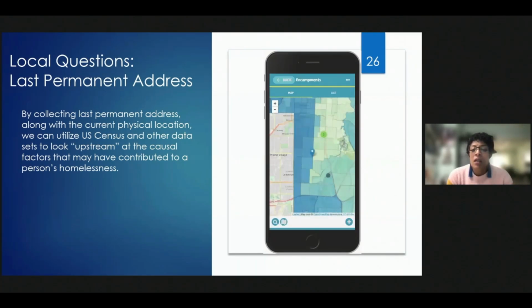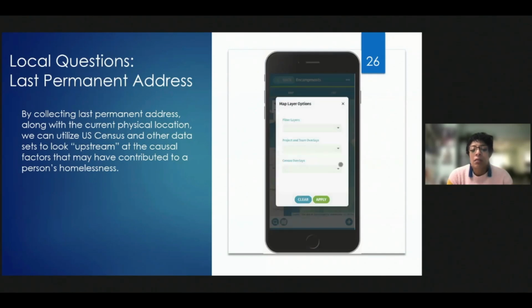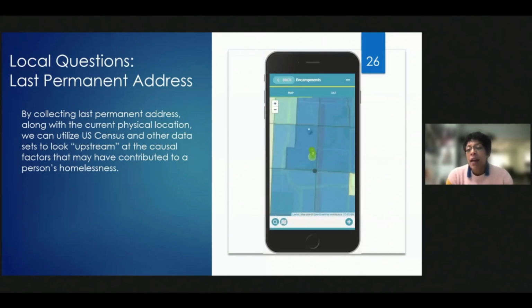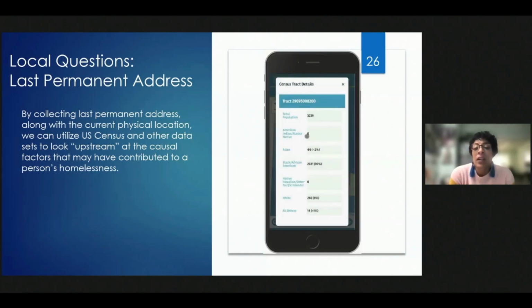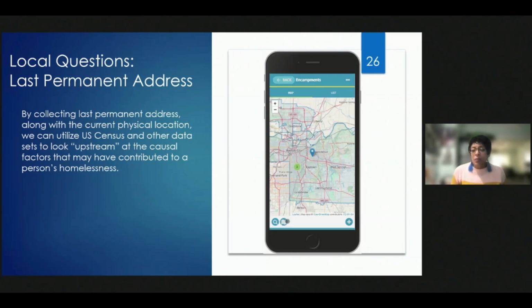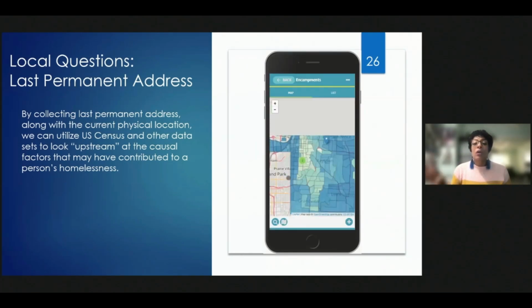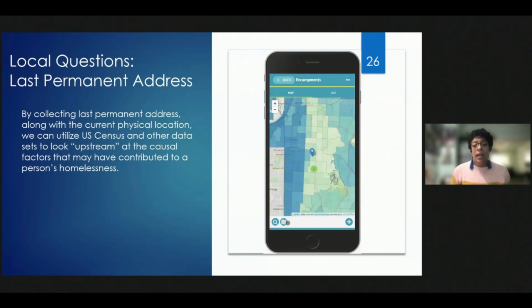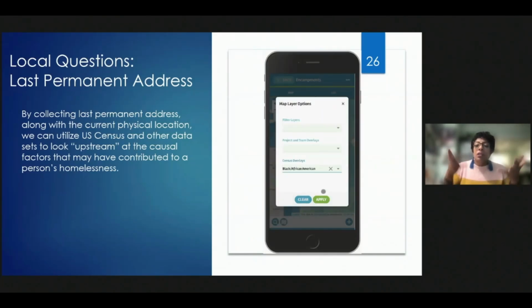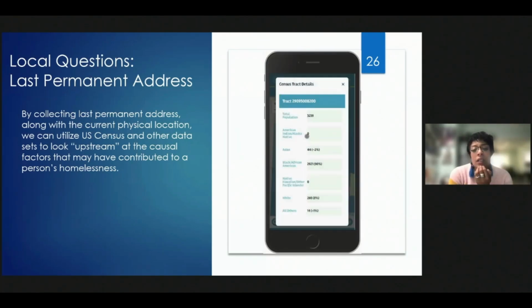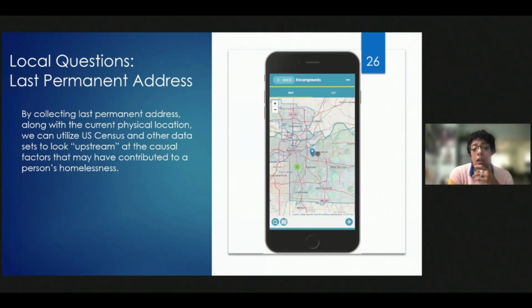So the model that you're seeing here is our PIT count, where we've begun to ask a person's last known address. The point of this is to really get various stakeholders to understand that homelessness is not just a Kansas City problem, that the suburban communities in our town have a role to play, the rural communities adjacent to us have a role to play, and that all of these people didn't just magically show up downtown out of nowhere, but that this really is a regional issue and the responsibility to help folks is a regional one.